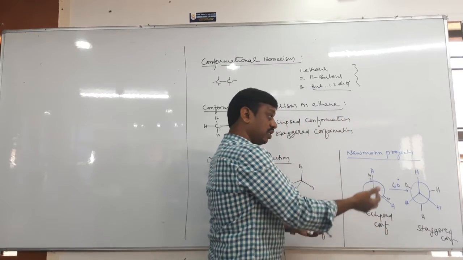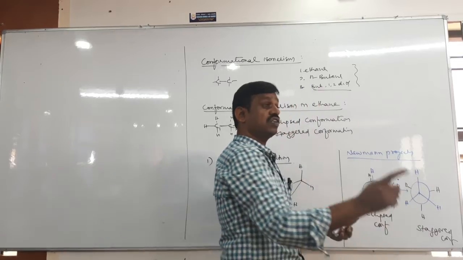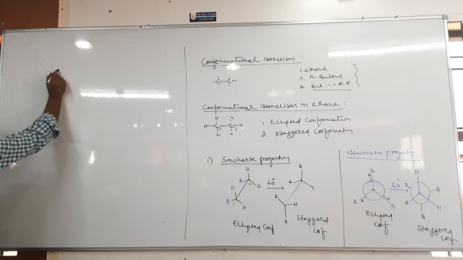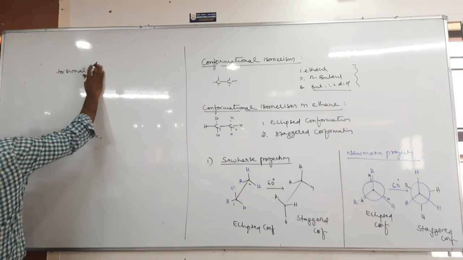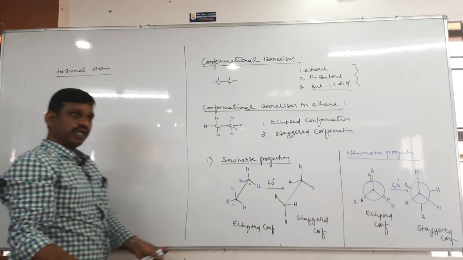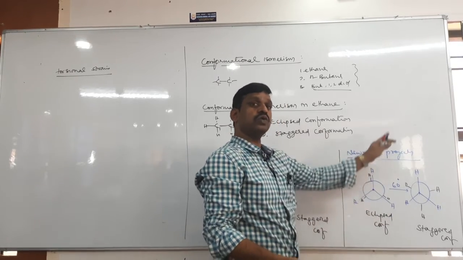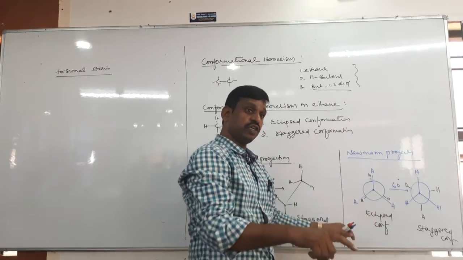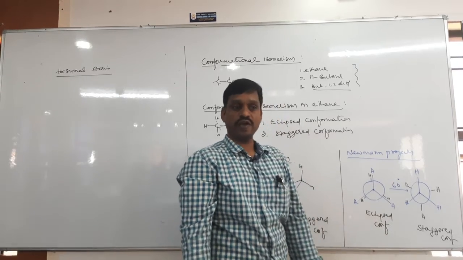Okay, next. The eclipsed conformation has more energy compared to the staggered conformation. So how much more energy it has compared to that is called torsional strain. Another term we use here, torsional strain. What is torsional strain? Torsional strain is nothing but energy. The energy of eclipsed is more compared to staggered. The excess or extra energy possessed by the eclipsed conformation is called torsional strain.